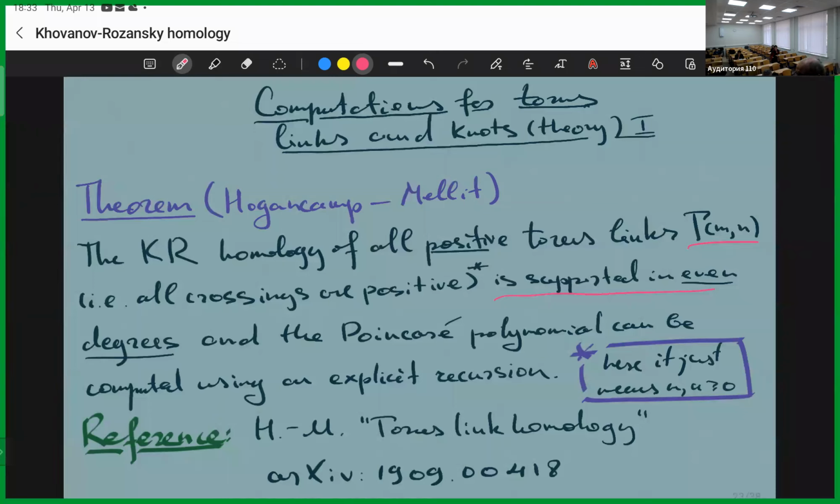What do you mean by even degrees with respect to which gradient? With respect to a certain gradient that I will demonstrate in the next slides.